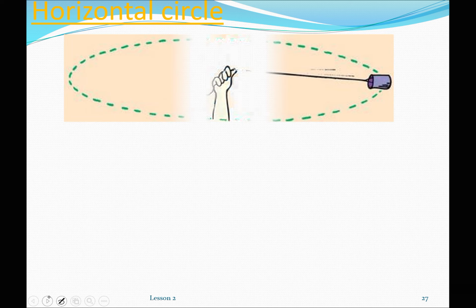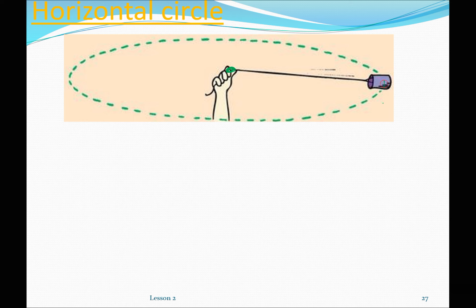Let's now talk about a horizontal circle. I think from when we were starting this lesson, we saw a demonstration of a horizontal circle. This is an example of a horizontal circle, where the center of the circular path is at the point where the string is held. So this is moving in a horizontal plane above the head of the person who is describing this.